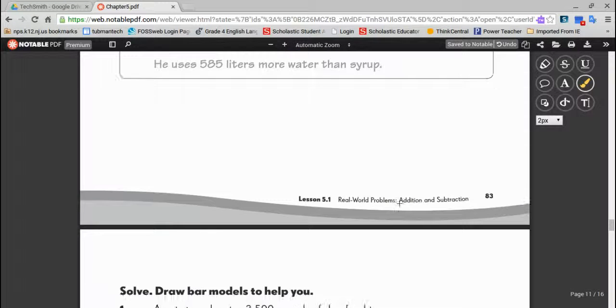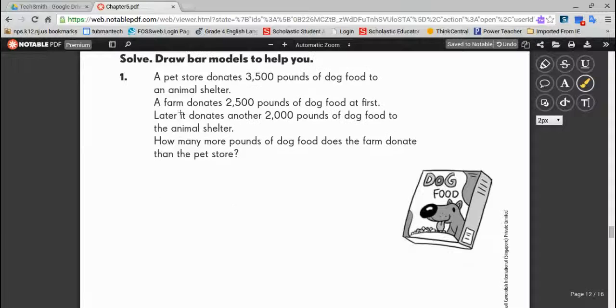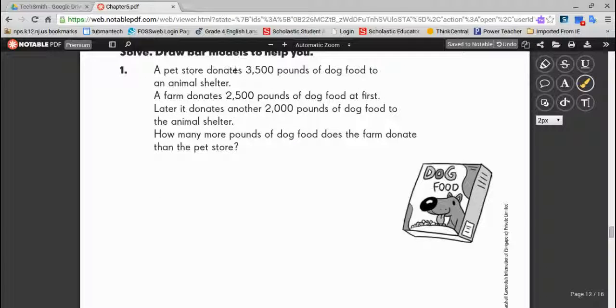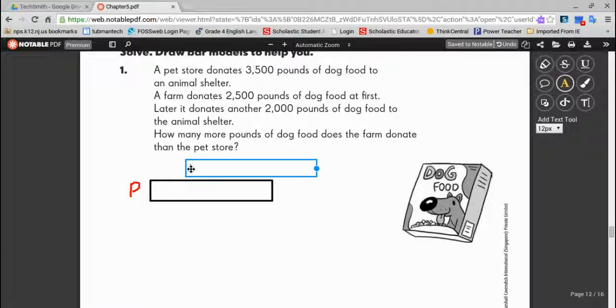Okay, so let's do one of these problems together. Now we're on 84. Here we go. A pet store donates 3,500 pounds of dog food to an animal shelter. So let's just first do that. Let's make a bar model for my pet store. And I'm going to put a P for pet store. And it donates 3,500 pounds of dog food. Okay.